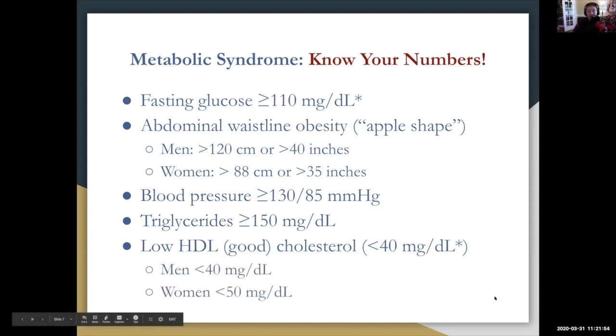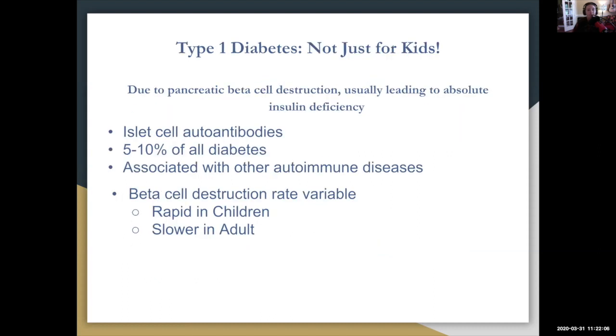Women tend to have a little bit higher HDL, and that's by virtue of the fact that they're female, they make estrogen, so if their number is under 50, that qualifies.